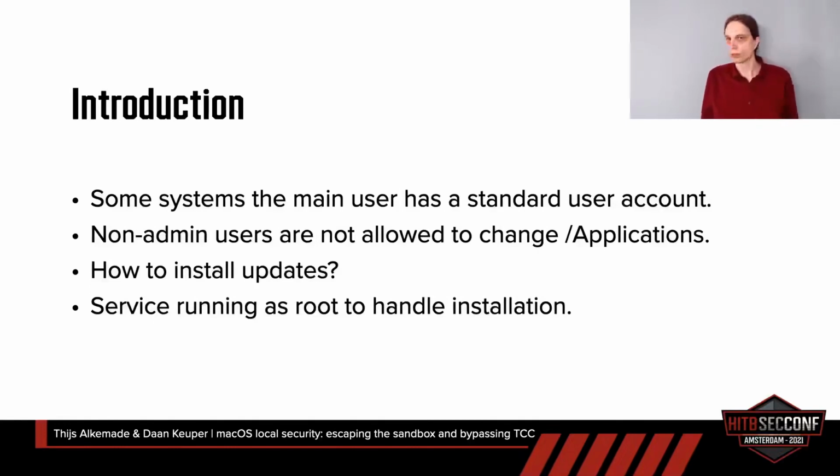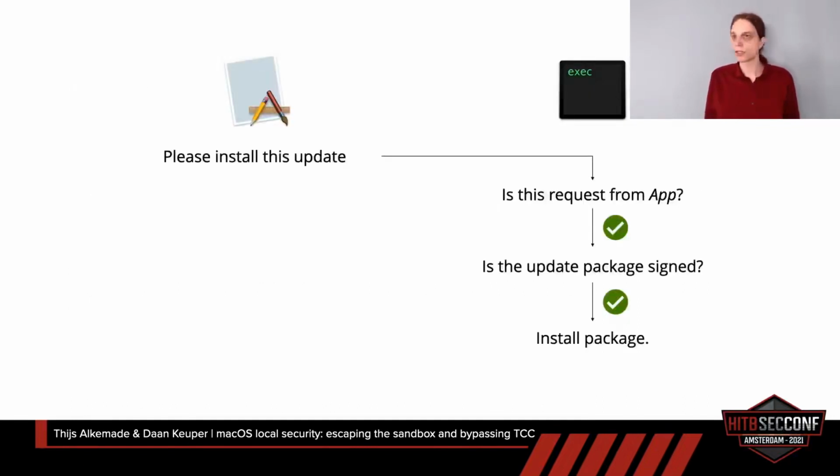So there's one quite simple solution for that, which many applications have adapted in the same way. And that's to use a service which is running as root to handle the installation. This is often known as a privileged helper tool. How this works is typically like this. So the application itself checks for updates and then downloads a new update package, and then it communicates with the service in order to handle the installation.